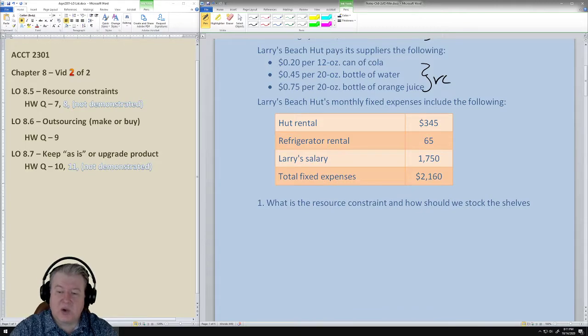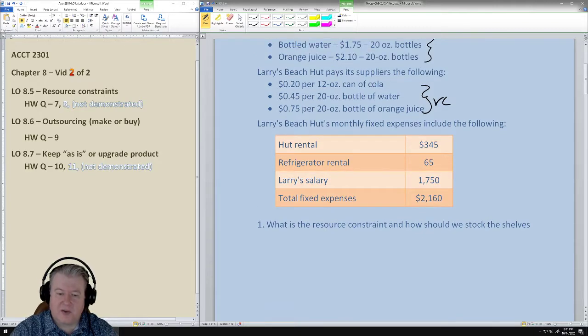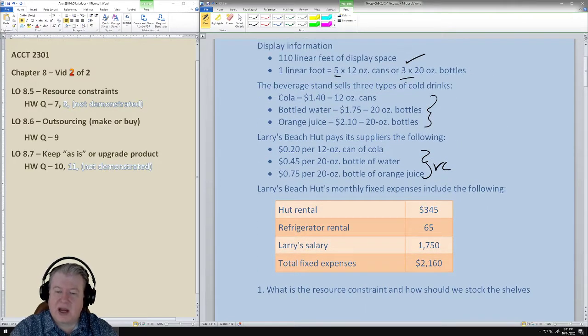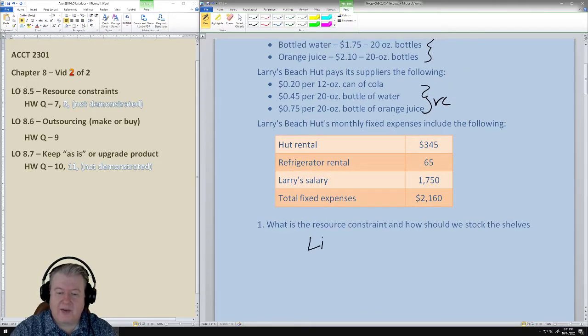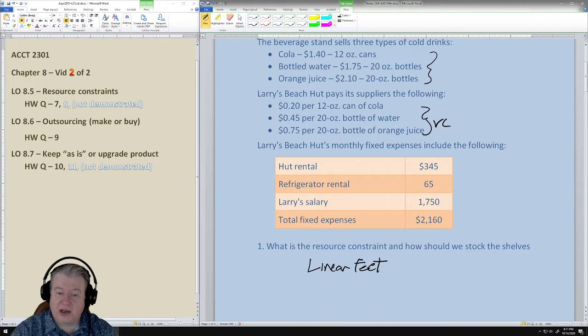So what is the resource constraint, and how should we stock the shelves? Well, this is the important thing with talking about a resource constraint. First, you want to identify the constraint. The constraint is not the amount of dollars or demand or anything. It is linear feet. We only have a certain amount of linear feet. And so we need to figure out how to stock these shelves. And so therefore we're going to say, okay, if that's the constraint, how are we going to stock the shelves?